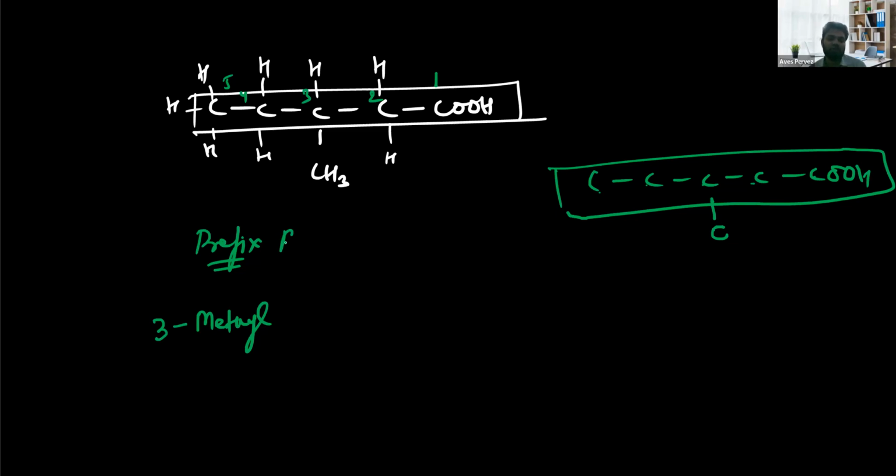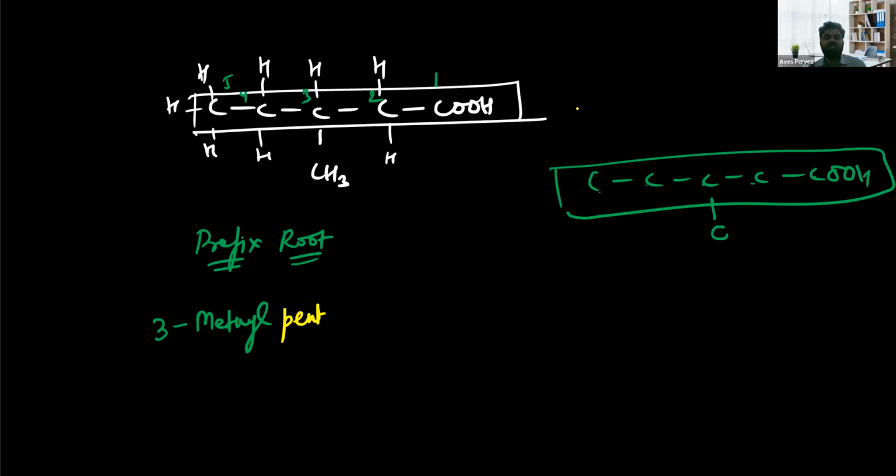The next one is the root. Tell me the root for 5 carbon, because we have chosen the 5 carbon chain. So you will write the root Pent. Don't write it in capital letters. Only the first letter should be capital, the other letters should be small. Pent. Is there any double bond between carbon-carbon atoms?